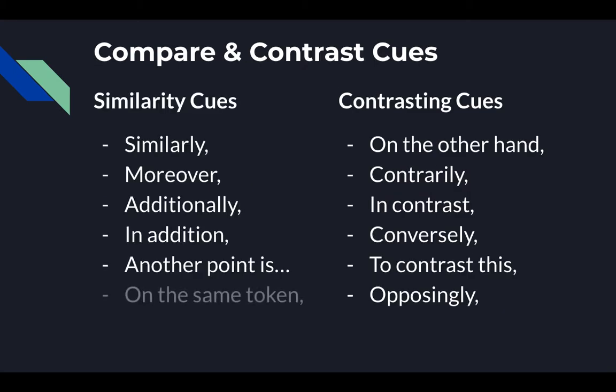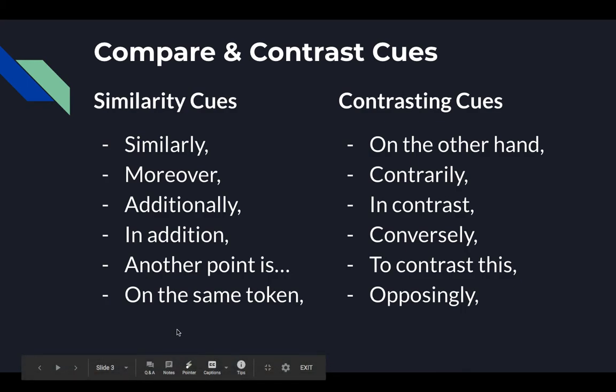So here we go. That didn't really work out the way I planned it, but anyways, here are the comparison and contrast cues. First, the similarity cues: Similarly, comma, moreover, comma, additionally, comma, in addition, comma, another point is, and then you state the point, and on the same token. So there we've got 6 cues that indicate I'm going to state something that is the same. On the other hand, over here, we've got the contrasting cues: on the other hand, comma, contrarily, comma, in contrast, comma, conversely, comma, to contrast this, comma, or opposingly. Again, 6 cues that we use to talk about points of difference.